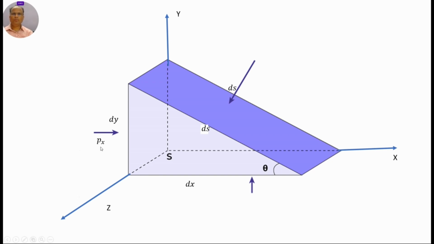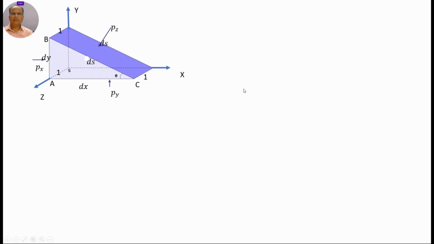Px is the pressure component in the x direction, Py is the pressure component in the y direction, and Pz is the pressure component in the z direction. Now for simplification, we have chosen the width of this fluid element as 1. Now we'll find the pressure force on each face. The pressure force on the face AB is the pressure in the direction of x into its area. So the pressure is Px and the area is dy into 1.